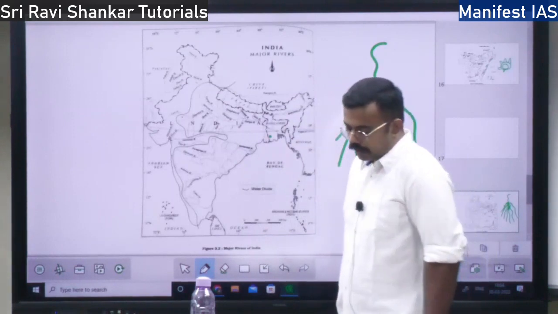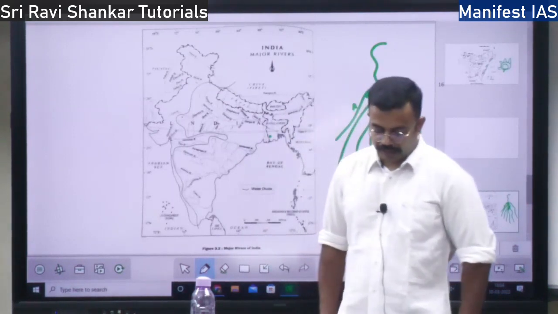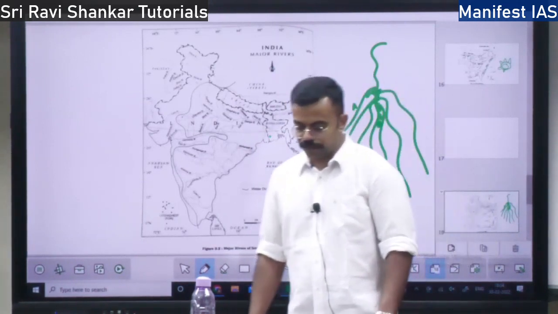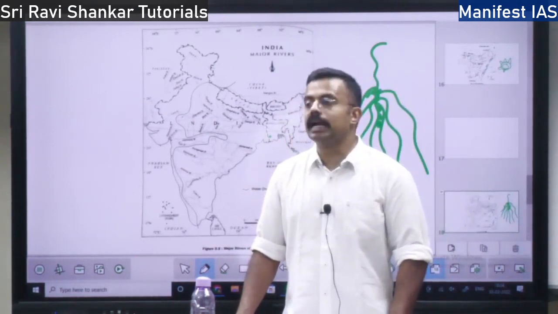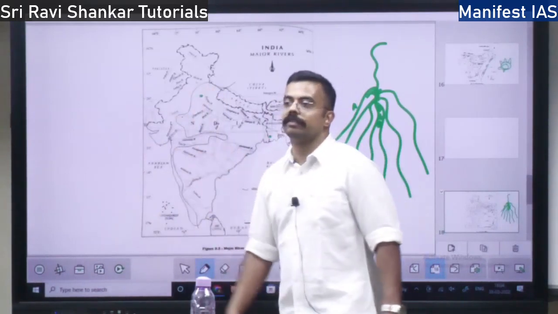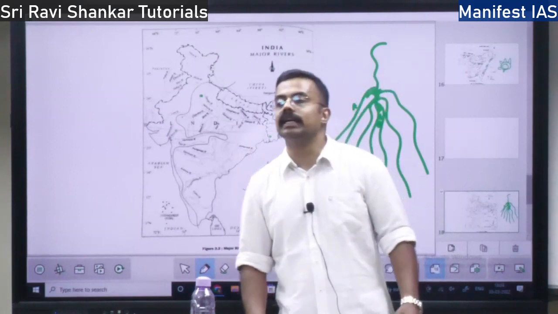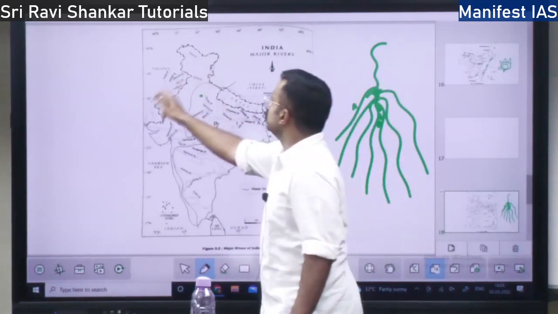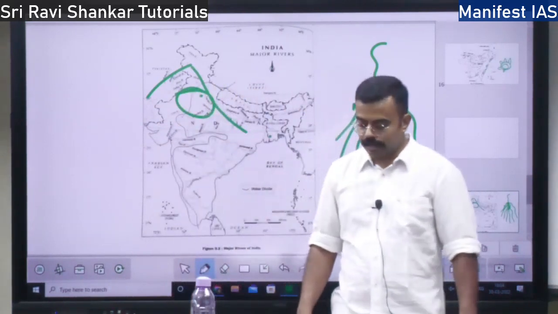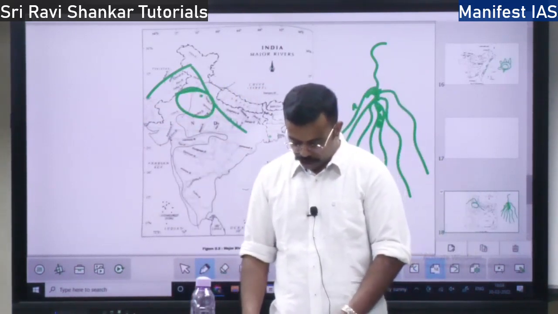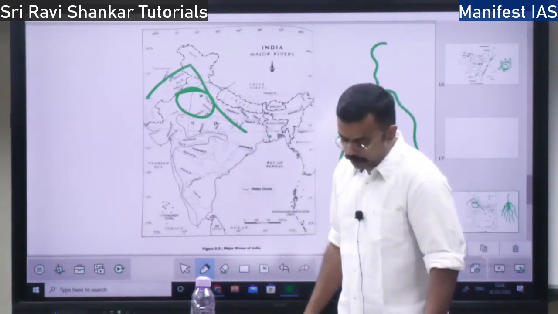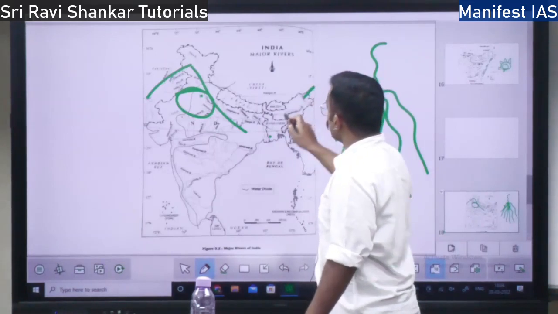I told you there are three rivers here: Indus, Ganga and Brahmaputra. Which region forms the division between these rivers? It is the Haryana and Delhi region. Haryana and Delhi region forms the divide between the Indus and Ganga. So Indus goes like this, Ganga comes like this. The division is formed by the Haryana and Delhi region, the Delhi Ridge.